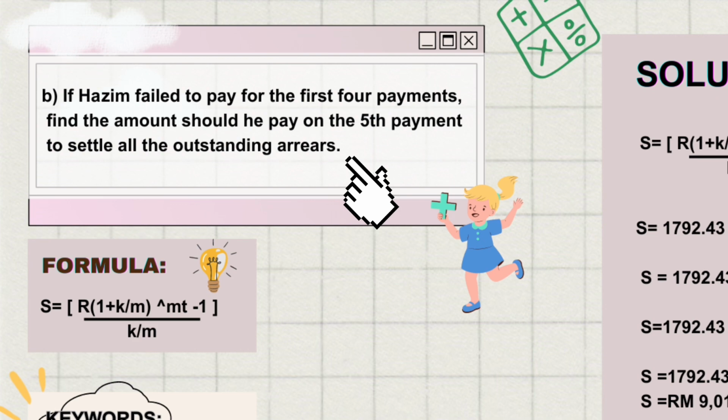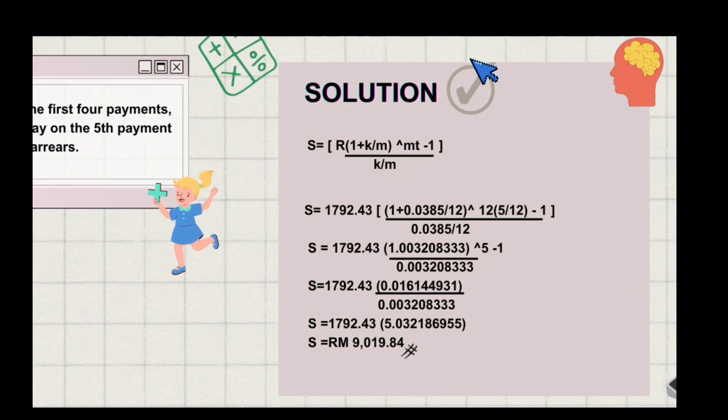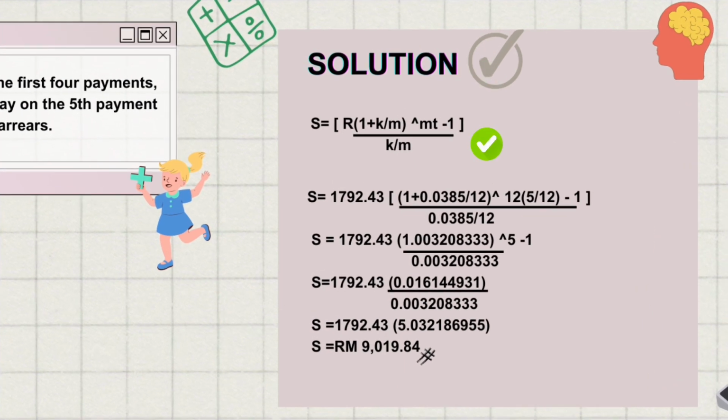For question B, we should find the amount he should pay on the 5th payment to settle all the outstanding arrears. The keywords are R = RM1,790.43, K is 0.0385, M is 12, and T is 5/12 because we are finding 5 payments. For the solution we use the formula S = R[(1 + K/M)^(MT) - 1] / (K/M). Substitute all the information into the formula, and the final answer we get is RM9,090.84.